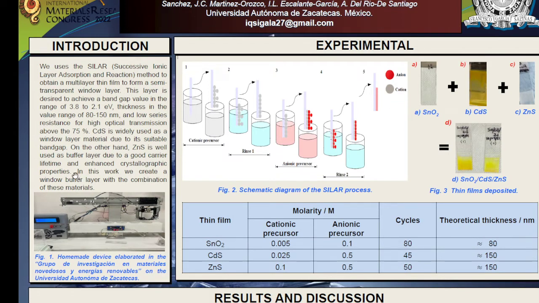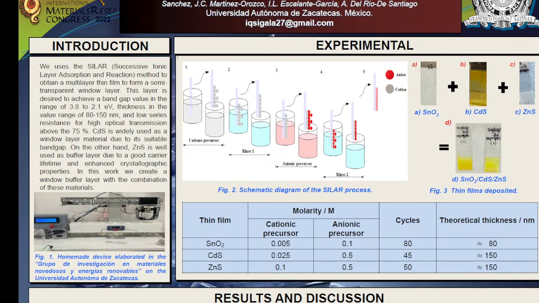In the literature, cadmium sulfide is widely used as a window layer for the suitable bandgap the compound has. On the other hand, zinc sulfide is well used as a buffer layer due to a good carrier lifetime and crystallographic properties. So in this project, we work to synthesize a window buffer layer with a combination of both materials.